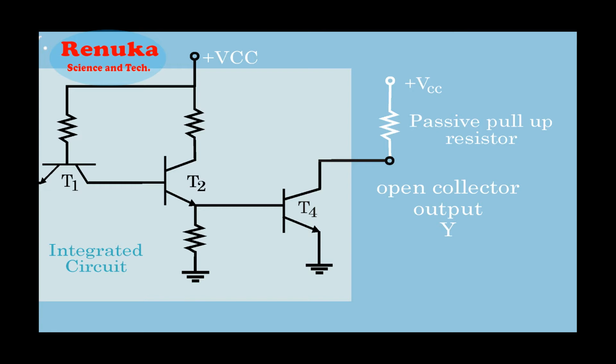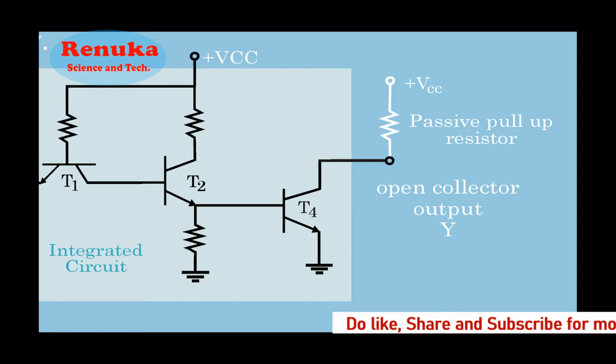In the diagram you can see there is written one word, passive pull-up resistor. That external resistor, if it is connected outside the IC, is a passive element or passive component, so that is why it is called a passive pull-up resistor. When it is connected to the power supply plus VCC, the current will pass through it, and if the transistor is on, it will sink to the ground through transistor T4. If the transistor is off, then it will move further to the output. In this way, open collector outputs are taken.